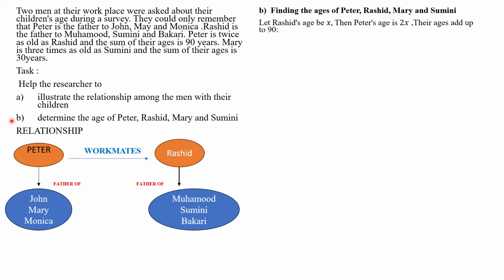Then come here and see. They are saying that Peter is twice as old as Rashid, and the sum of their ages is 90. So, do I know Rashid's age? No, let it be X. So Peter's age is twice X. But when you let Peter's age, who is older, to be maybe Y, then Rashid will be half of Y. But now let us always use this simpler approach.